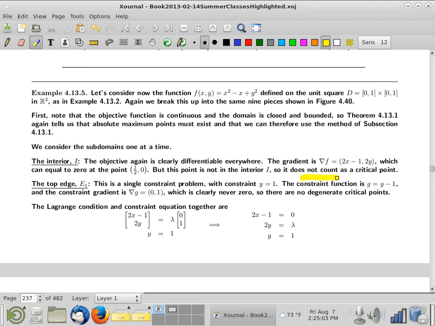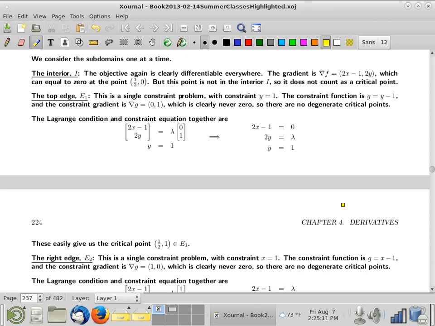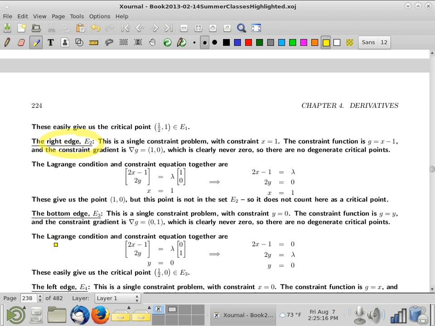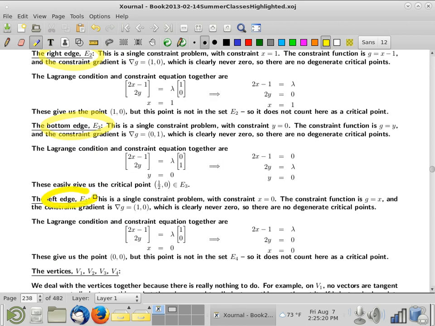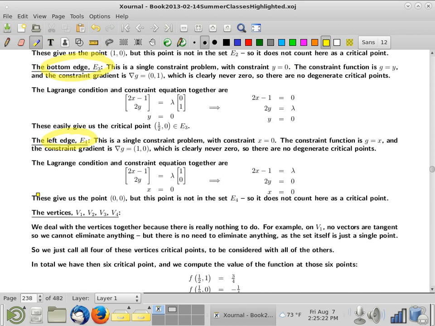Alrighty, so it does not count as a critical point, an interior critical point. Alright, let's look at the top edge. By the way, let's sort of sanity check this problem. We're going to have to check the top edge and then the right edge, and then we're going to have to check the bottom edge and the left edge, and it looks like we have a bunch of problems here.